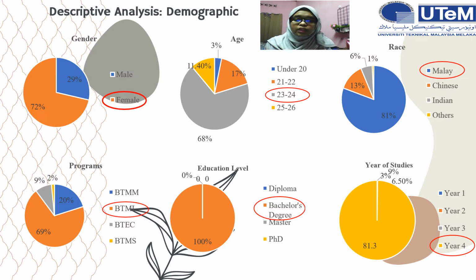And for program, BTMI dominates the highest percent of students that have answered the survey question, with 69%. For education level, mostly bachelor's degree students have answered this question, and it dominates all with 100%. And for year of study, mostly year 4 have answered the questions, which is 81.3% of students.